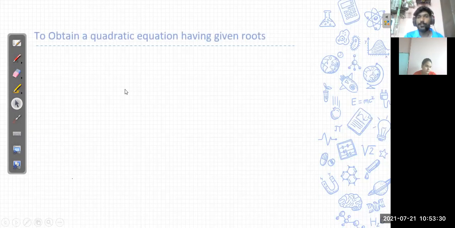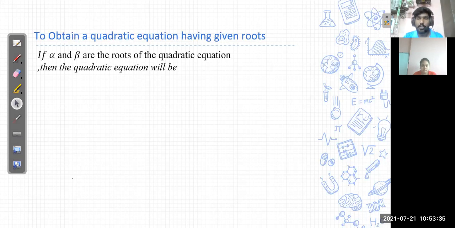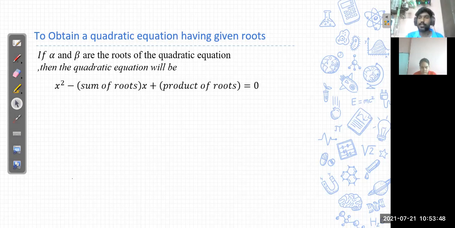So this is basically for forming a quadratic equation if you know the roots. If alpha and beta are the roots of the quadratic equation, you can form a quadratic equation. This is the formula: x square minus sum of roots into x plus product of roots is equal to 0. Try to remember this formula.